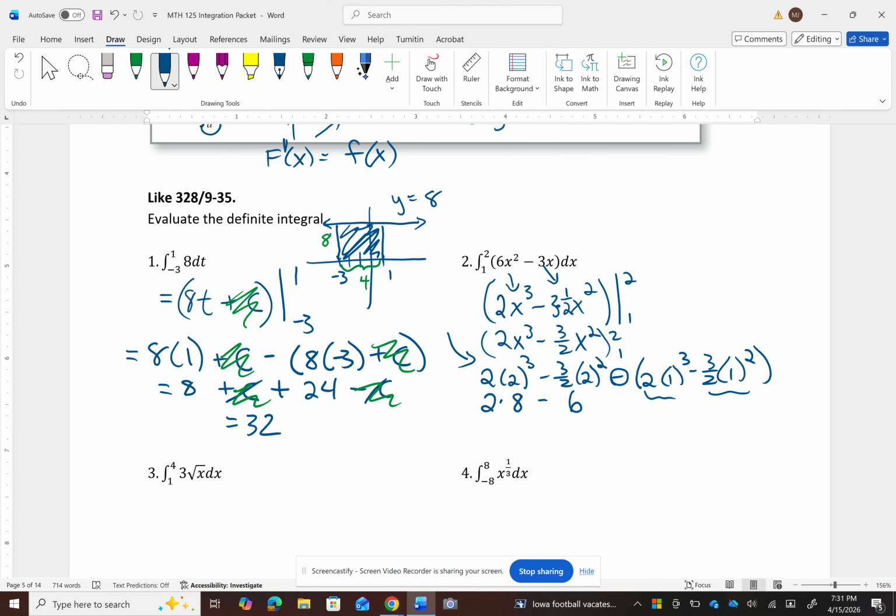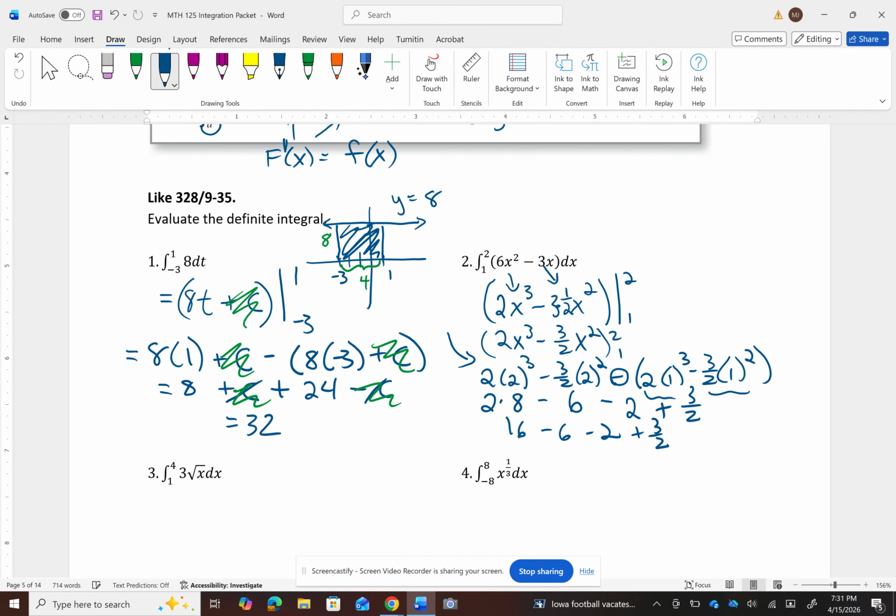Okay. Then here I have minus 2 times 1 to the third. 1 to the third is 1, so I'll have a minus 2. And then remember, this negative applies to this next part, so it'll be plus 3/2. So I have 16 minus 6 minus 2 plus 3/2.